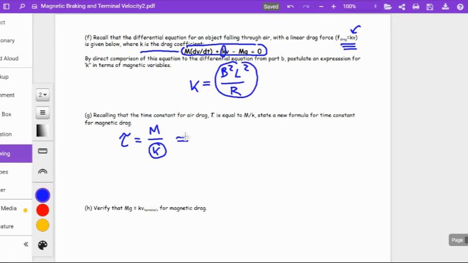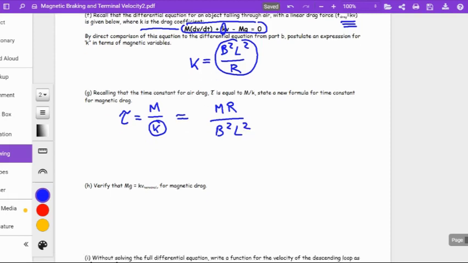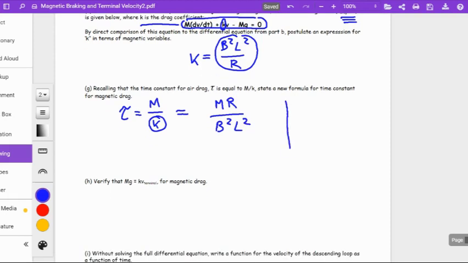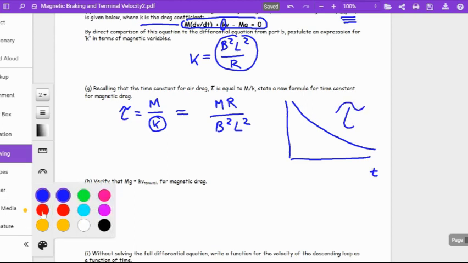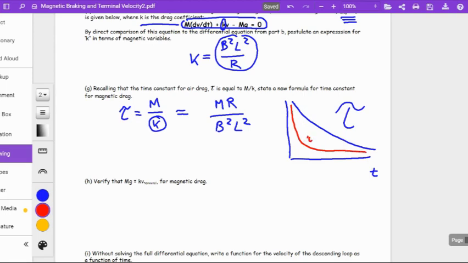And so we'll have a way to find the time constant. I hope you can see when I do that and I substitute that stuff up here in for K, I'm going to end up with mass times resistance divided by B squared L squared. I'm going to ask you again to just think about the physics part of that. If you have something which is doing an exponential decay with time, it can either take a long time with a big time constant, or it can get the job done quickly with a short time constant.